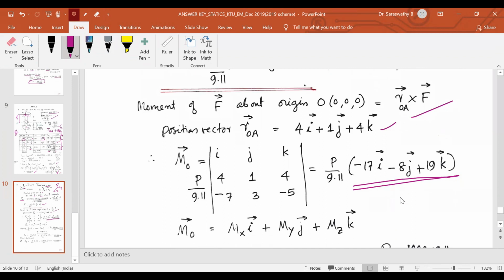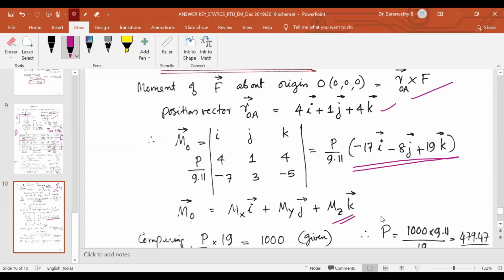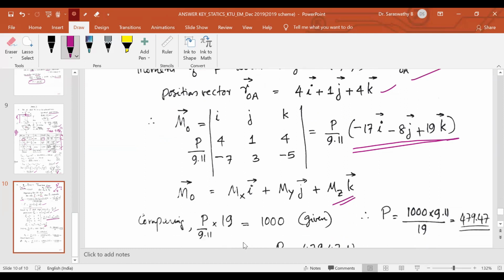Now in the question it is given, so there is a total moment vector. The components are mx, my, mz. The moment is mx i plus my j plus mz k. This is the vector representation. In the question it is given mz is equal to 1000. So let us compare. mz is equal to 1000. That means P by 9.11 into 19 is equal to 1000. From that we can get P, the magnitude of the force.